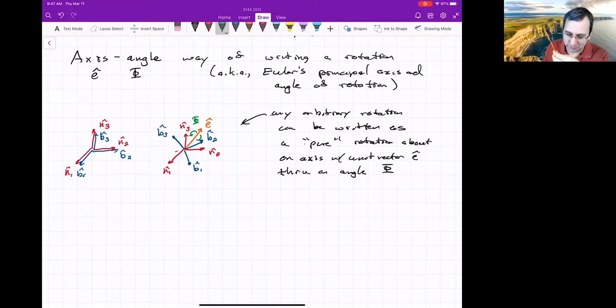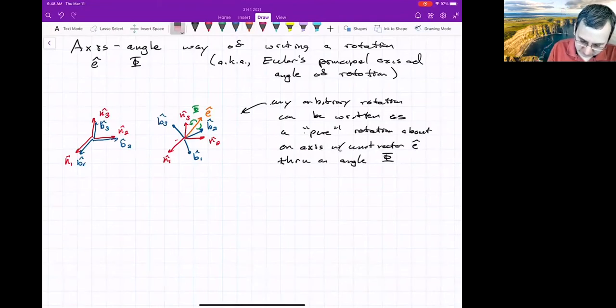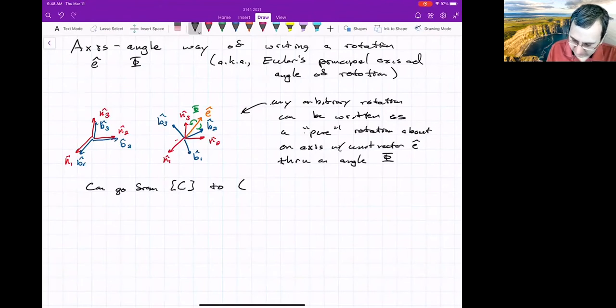You could go from the initial configuration here on the left where the frames are aligned to where the B frame is at the end by doing just a rotation about that one direction. So that can be powerful, and you can calculate these. You can calculate these based on the C matrix, so that you can go from the C matrix to this set, the axis and angle, and vice versa.